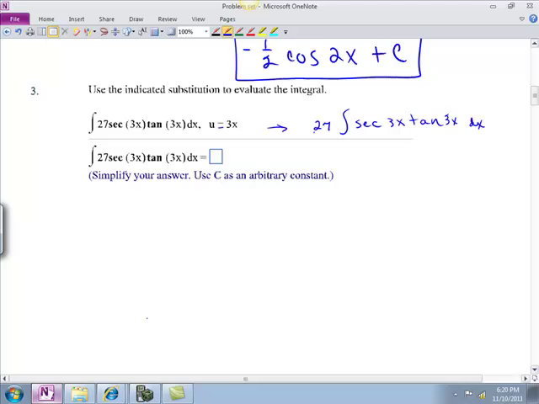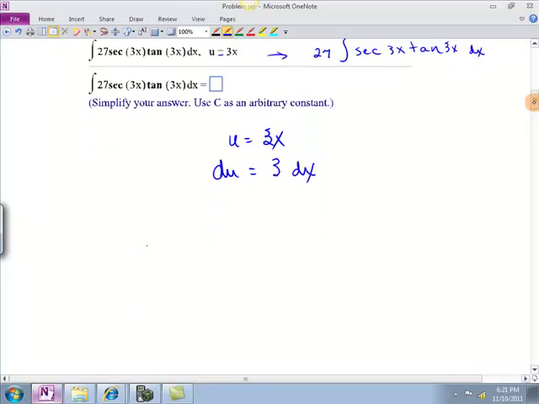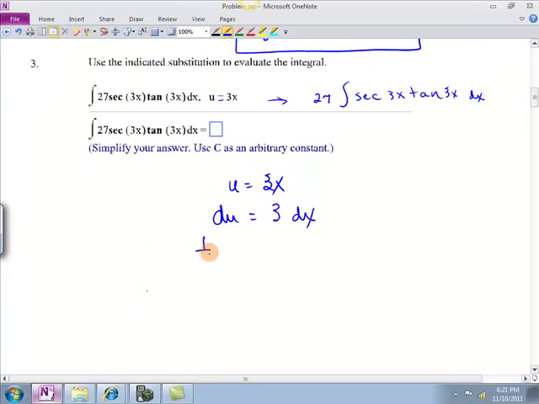The very first thing I would do before I did anything else is take the 27 through. I would pull it through the integral, and you would have secant 3x tan 3x dx. So what would I let u be? 3x, because that's the argument. That's the smartest thing. What is du? The derivative, 3 dx. Do I have a 3 dx? No. So what do I do? 1/3 du is equal to dx.